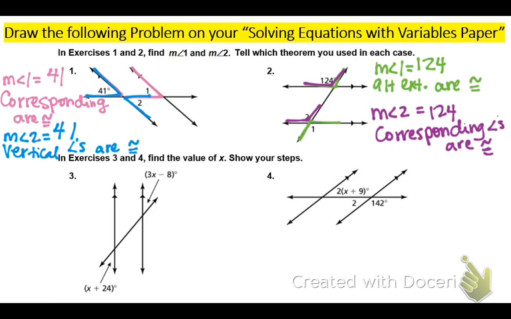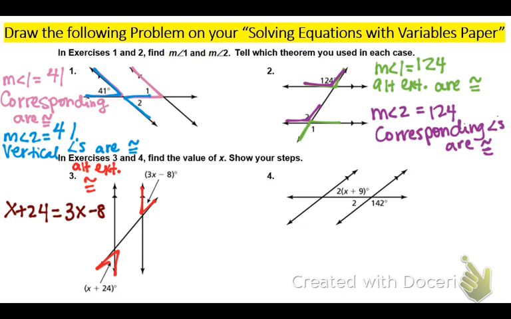Number 3, it says find the value of x, show your steps. So what relationship do these two angles have? They're alternate exterior. Linear pair have to be adjacent. Alternate exterior are congruent. So what am I going to do with these two measures? Set them equal. Good. So I'll say x plus 24 equals 3x minus 8.